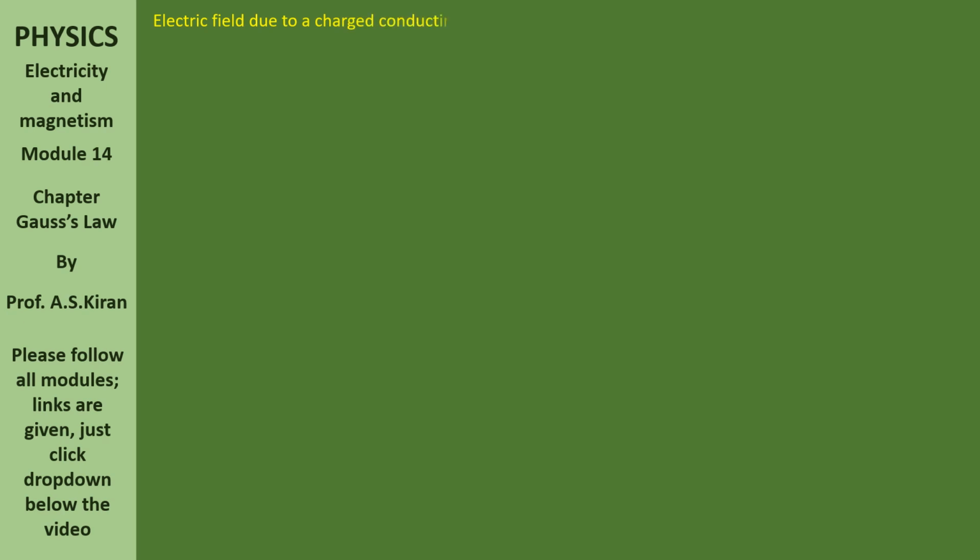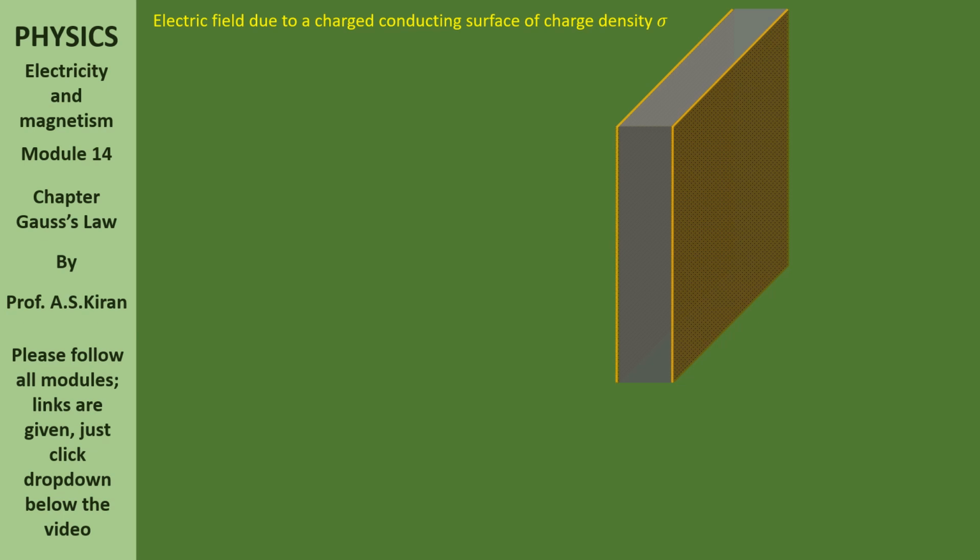Now electric field due to a charged conducting surface of charge density sigma. Now let us consider a charged conducting block. It is a conducting block, so the entire charge accumulates on the surface. Now adjacent to a surface of charge density sigma, consider a point. At that point, let us find the electric field.